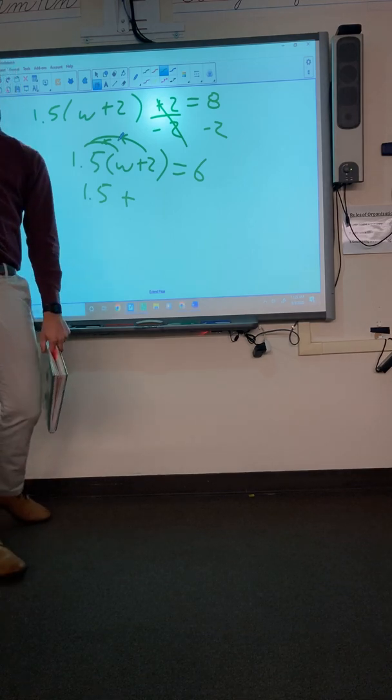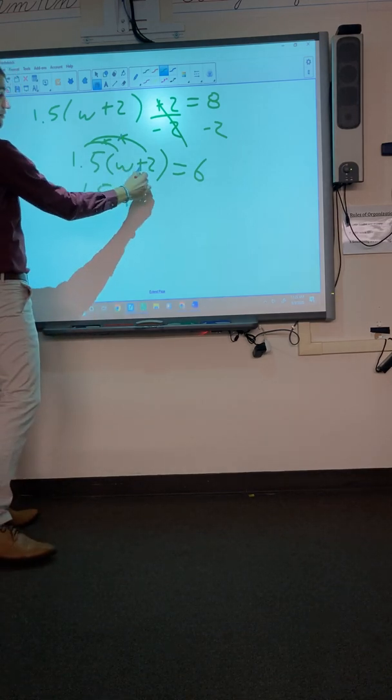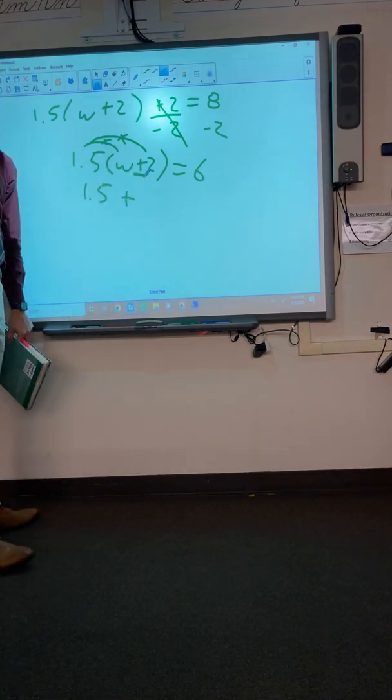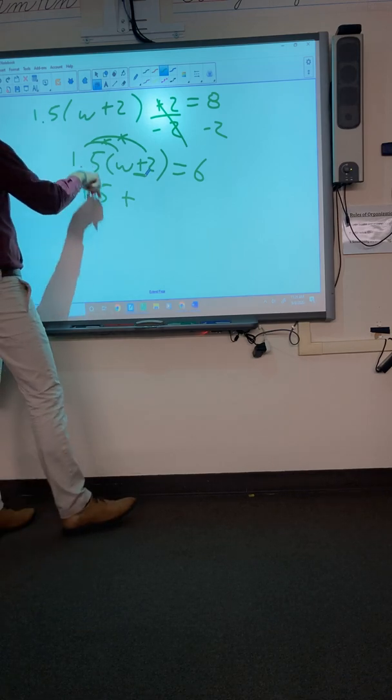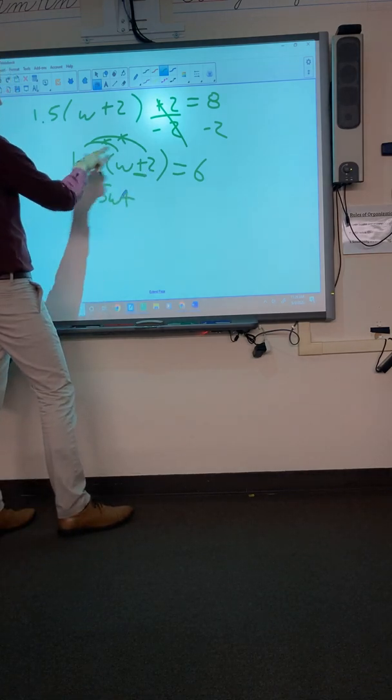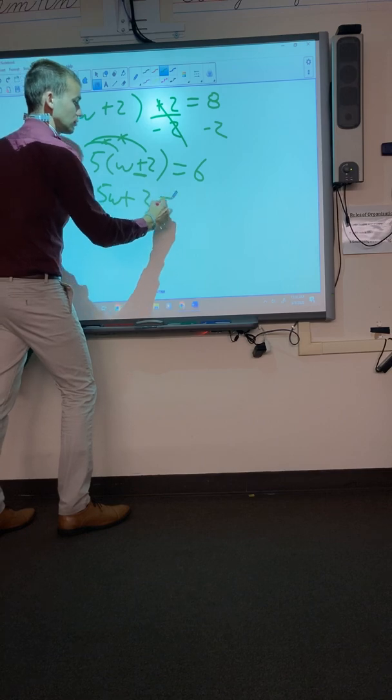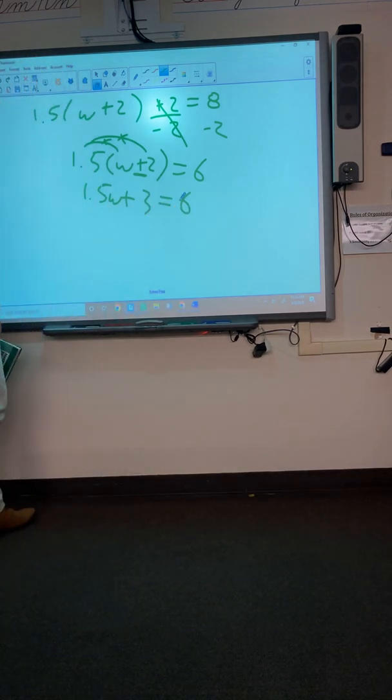remember, every time you write those rainbows, you should have little multiplication signs, think that is multiplying. It doesn't change the fact that there's adding right here, that's a mistake that a lot of people make. 1.5 W plus 1.5 times 2 is 3 equals 6.